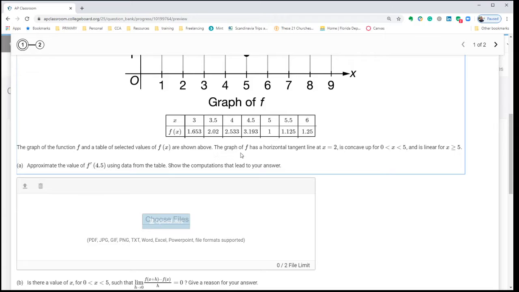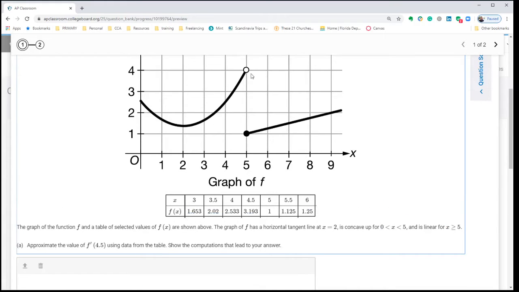The graph of the function f and the table of selected values of f of x are shown above. The graph of f has a horizontal tangent line at x equals 2. That's a piece of information we might need. It is concave up for x greater than 0 and less than 5. So 5 is not included in that domain. Domain, I mean. Sorry, it's late in the day. And it's linear for x greater than or equal to 5. So that matches the graph right there. Linear starting at x greater than or equal to 5. So that's a line.